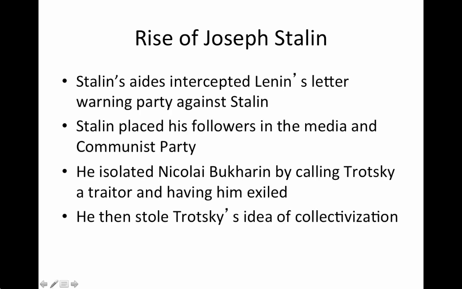The rise of Joseph Stalin. Stalin's aides intercepted a letter from Lenin warning the party against Stalin. So Stalin began placing his followers in the media and the Communist Party. He also isolated Nikolai Bukharin by calling Trotsky a traitor and having him exiled. He then stole Trotsky's idea of collectivization and claimed that Nikolai Bukharin was actually the traitor.